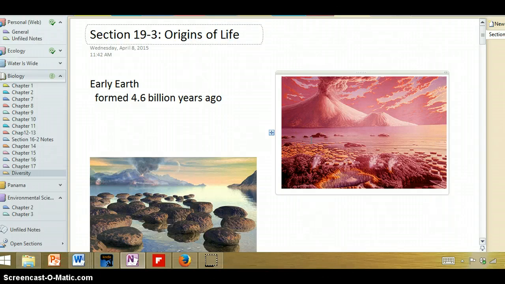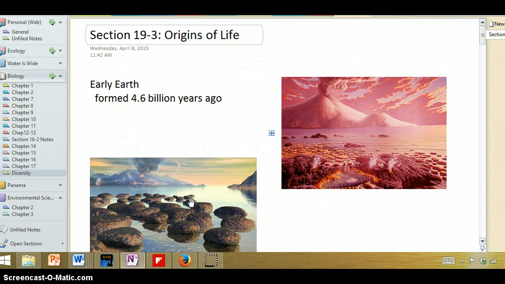All right, let's talk about section 19.3, which talks a little bit about Earth's early history and then the origins of life. The universe as a whole is very old, something like 15 billion years old. Our solar system is around 5 billion years old. And Earth, as you can see, is a little over 4.5 billion years old. That's when it first started forming.